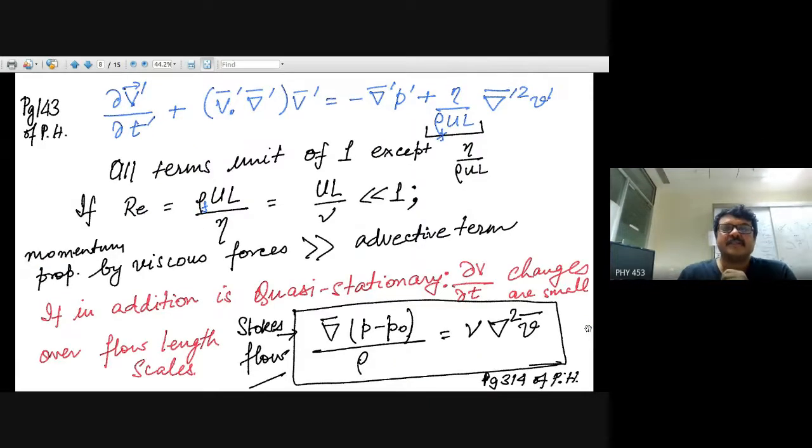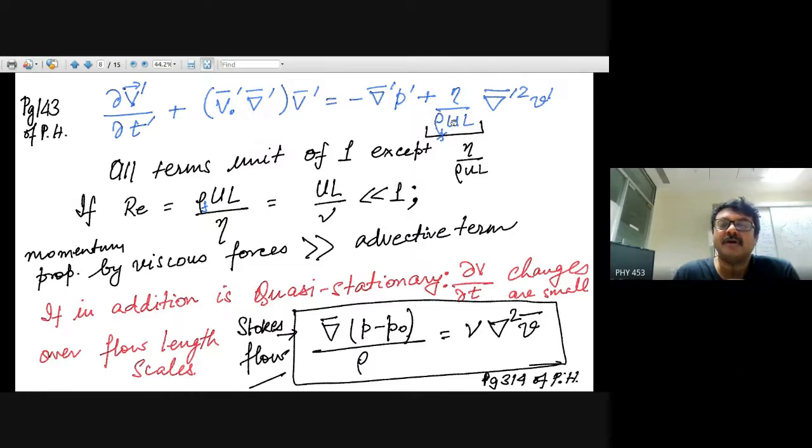So if you look at this equation, you'll see that all these terms are of order 1, except this quantity. Even this is a dimensionless quantity, but all these other terms are of order 1, because you have basically normalized by the characteristic length scale, the time scale, the energy scale, and so on and so forth. And this term, rho u l by eta, right? This quantity is called the Reynolds number.